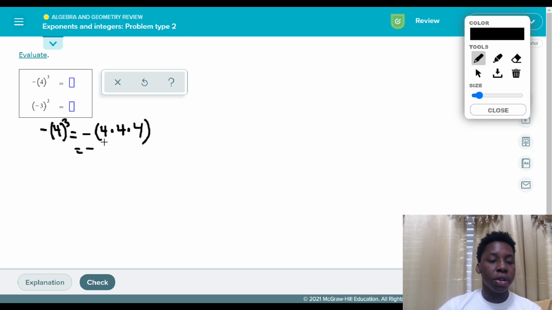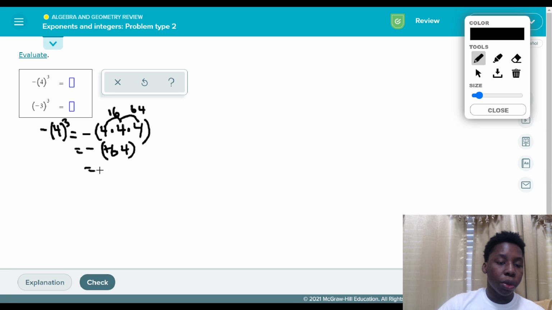So this is basically saying minus times 4 times 4, that's 16. 16 times 4 would be 64. So this is a minus times plus 64. Whenever we multiply a minus times a plus, we get a minus. So this will be minus 64.